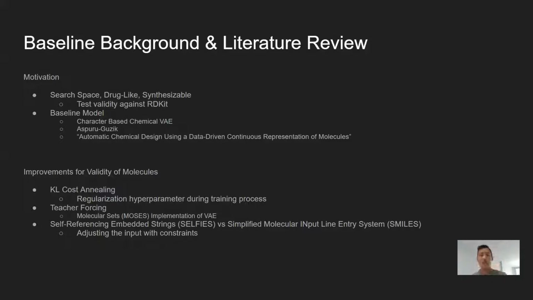In addition to the baseline model, we took a look at improving the validity of molecules generated from the model. We took a look at KL cost annealing, which is tuning of a hyperparameter during the training process. We compared a model including teacher forcing, which was the Moses implementation of VAE. And then we also took a look at different inputs, the main one being SMILES, which was for the baseline model, and we compared it to a different input variation called SELFIES.